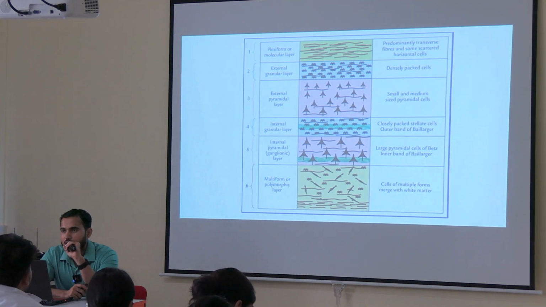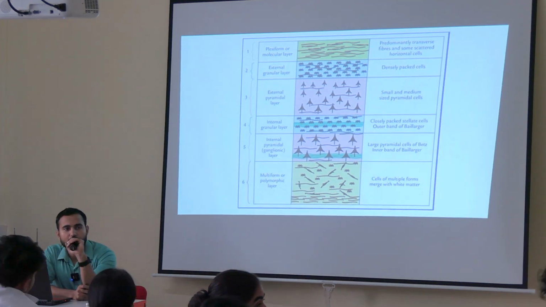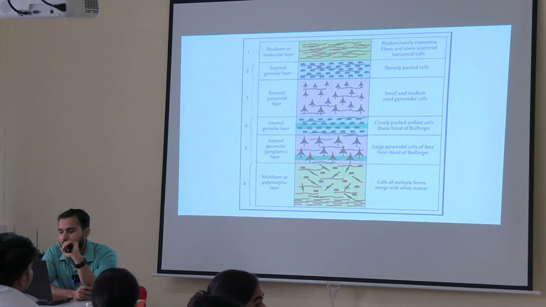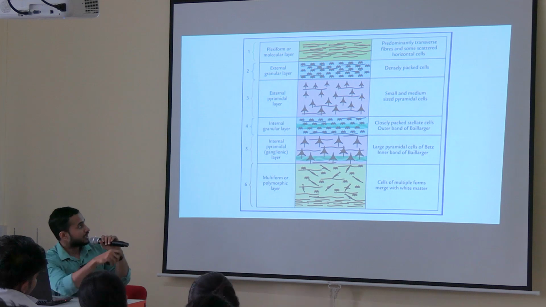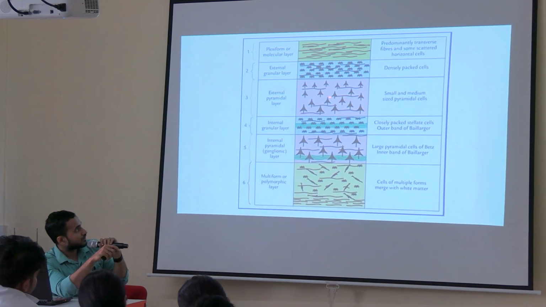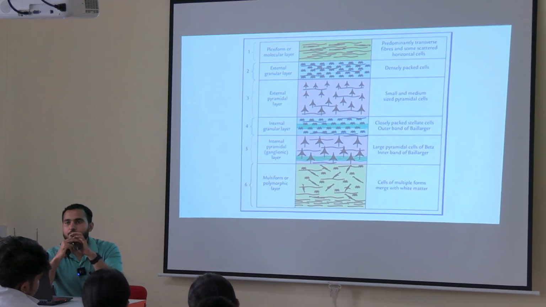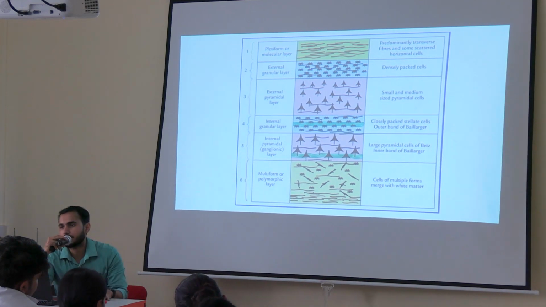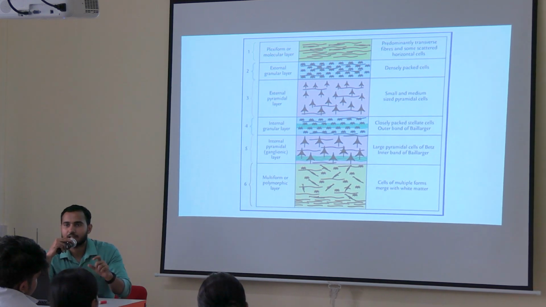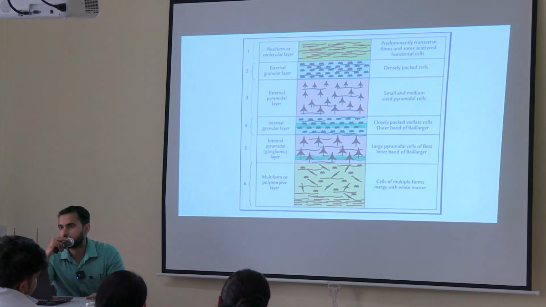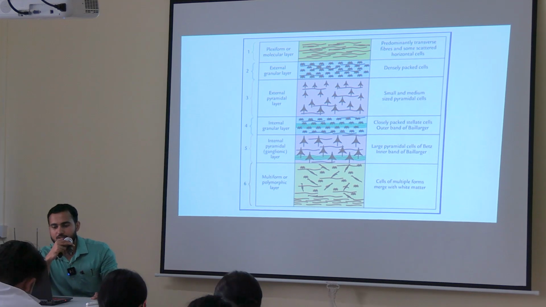Next is the external pyramidal layer. In the external pyramidal layer, small or medium sized pyramidal cells are present. Now in this cerebrum, you can see different types of pyramidal cells are present. Small pyramidal cells are there, medium size and large pyramidal cells. Three different types of pyramidal cells are present. We'll discuss the importance of those pyramidal cells.